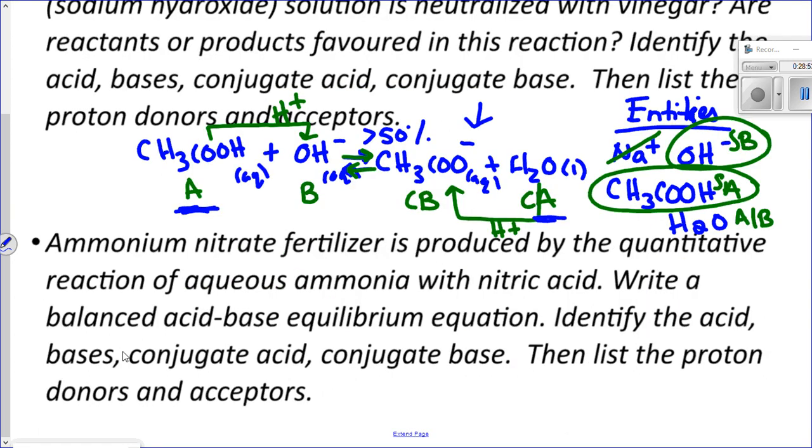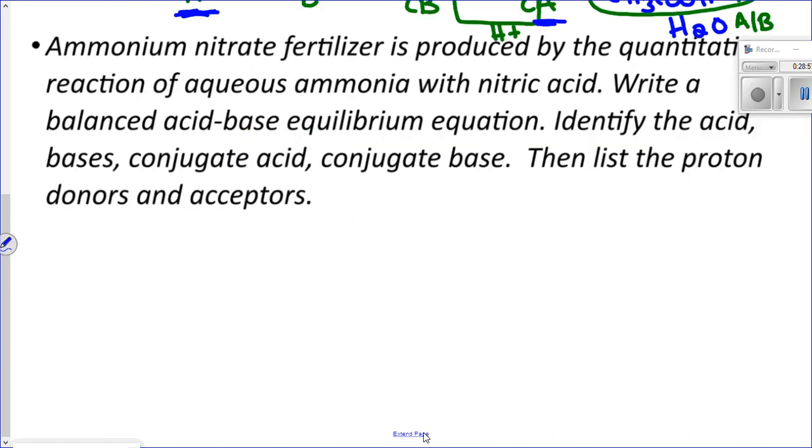Okay, one more. There's not really any room here. I guess I'll extend the page. Okay, this one says ammonium nitrate fertilizer is produced by the quantitative reaction of aqueous ammonia with nitric acid. Quantitative means no equilibrium arrows. It's gone fully like a 99% yield.